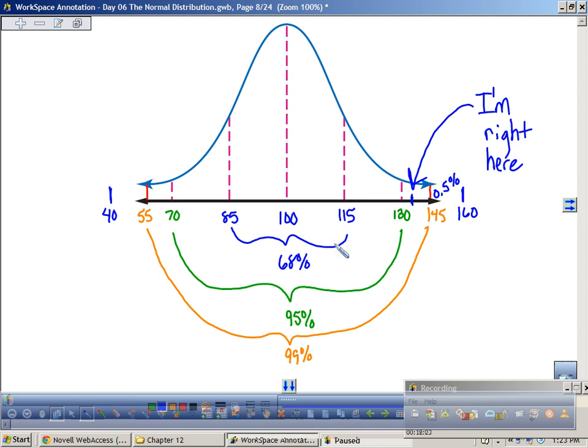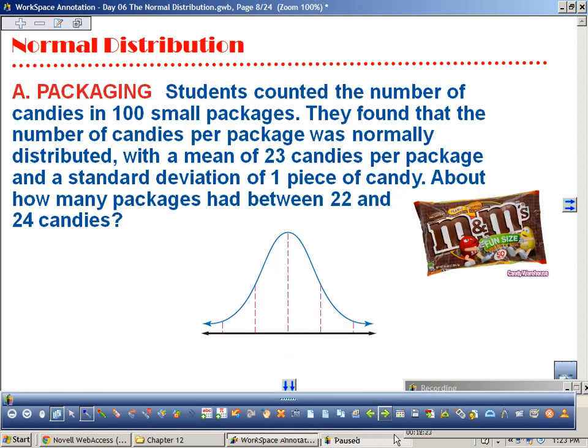Okay? Did that kind of explain it? It's the way that they calculate how far away you are from the mean. Okay. All right, so let's use this.